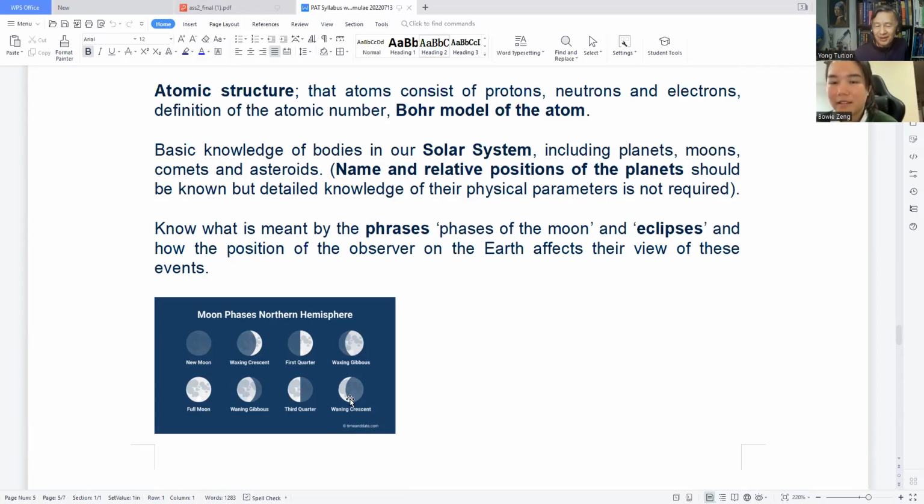Just for example, you need to know what is a new moon and what is a full moon. That's all. You see that? The new moon is dark, and the full moon is a bright circle. Anything in between, you don't have to memorize. They will tell you, or they will even provide the pictures.